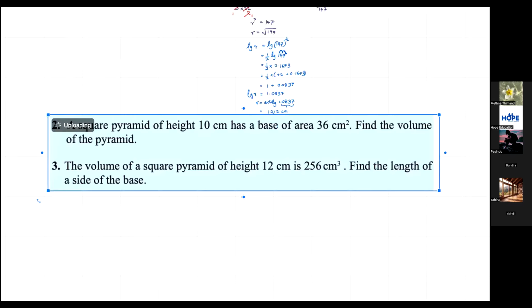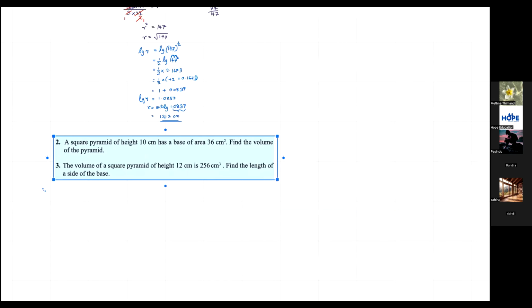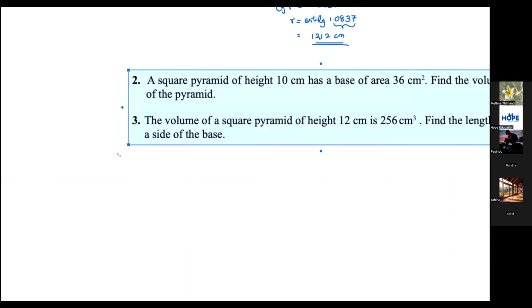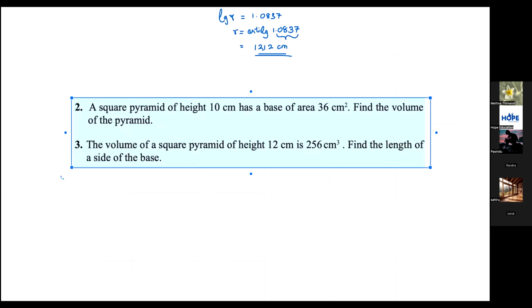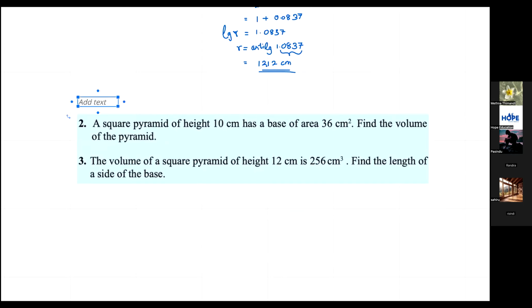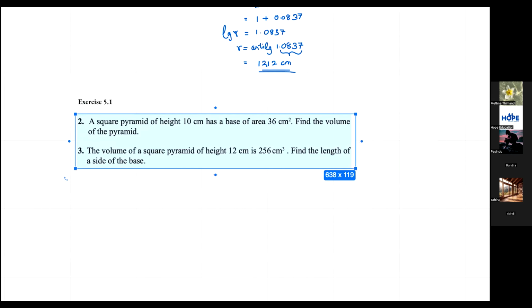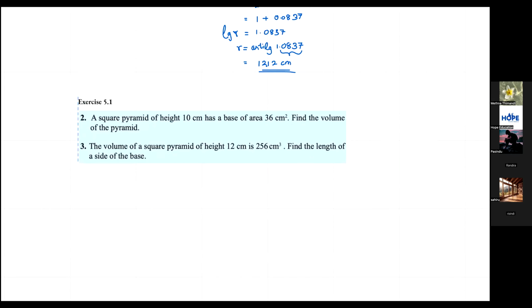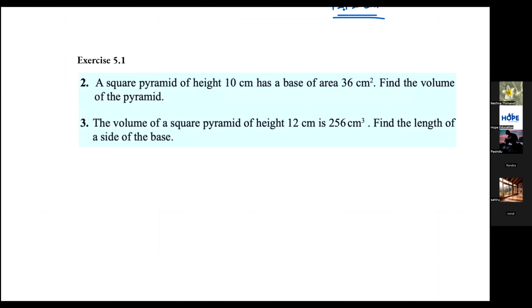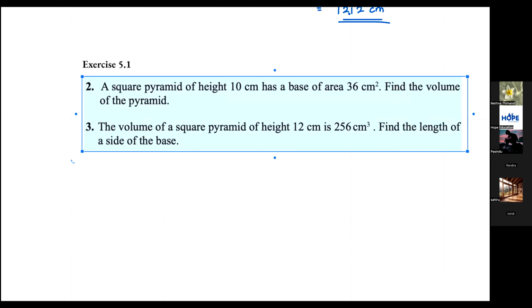After that, we will move on to the cone. The rest of it we can do as homework. This is exercise 5.1, second and third. I won't set a timer, but as soon as you finish, let me know. Quickly do it. This is on page 66.